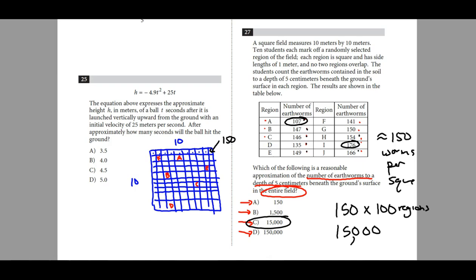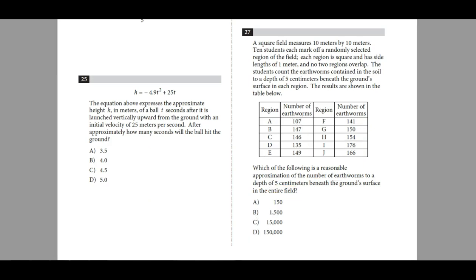I really didn't have to get all crazy. I think they want you to add up all these and find the average and then multiply it by 100. But looking at the answers, cheating and looking ahead, we saved ourselves a lot of time by not doing that.